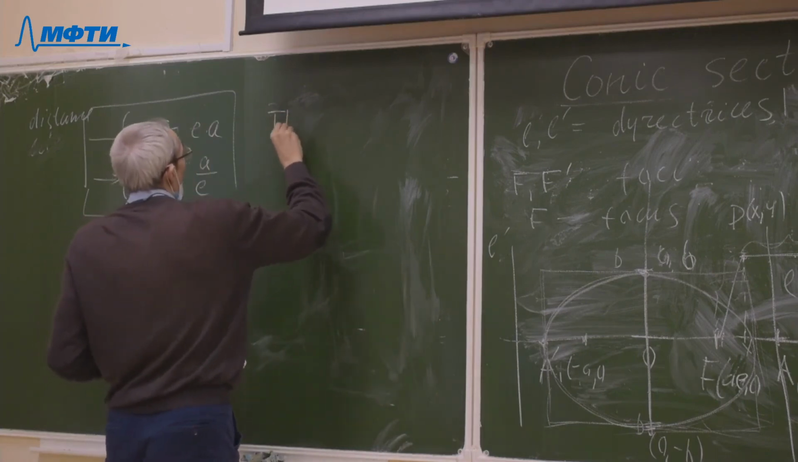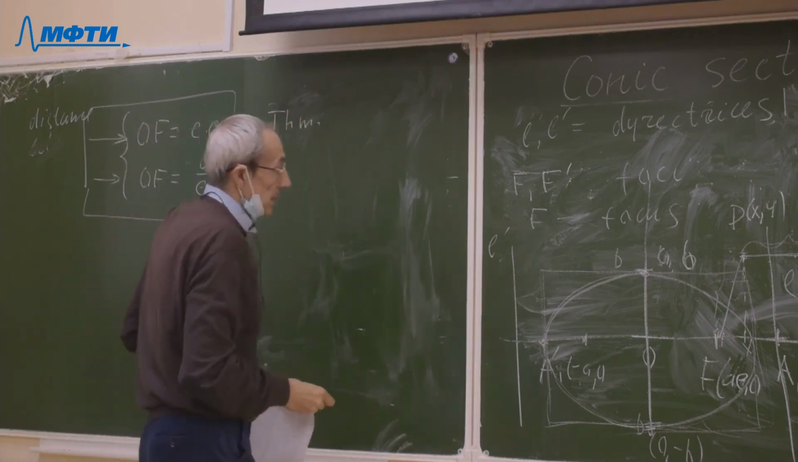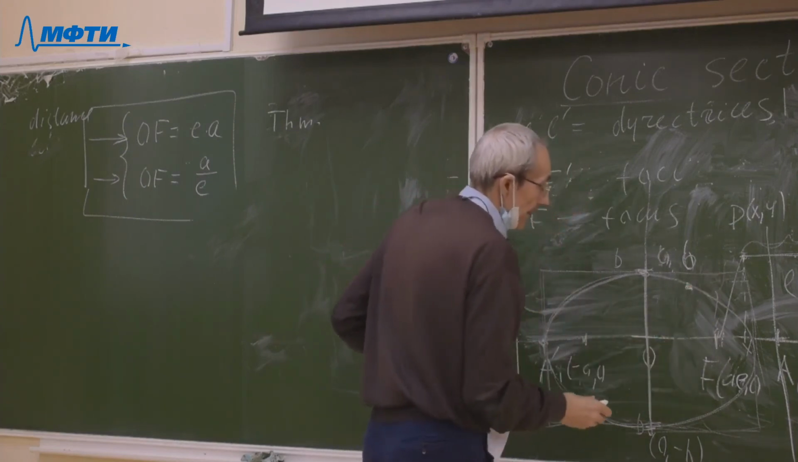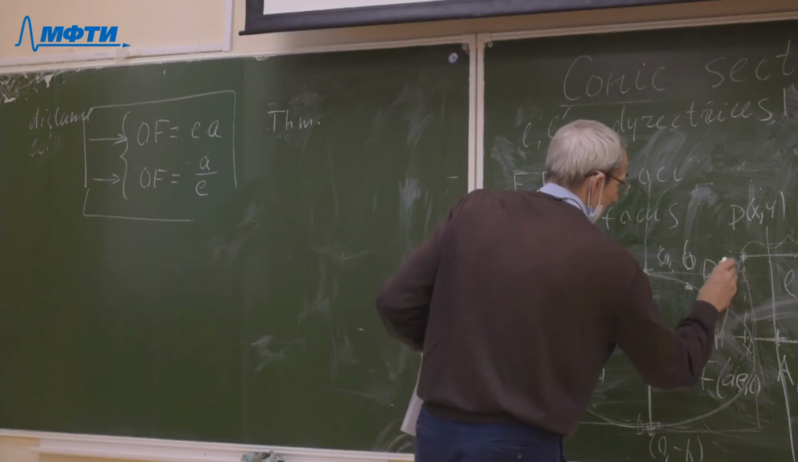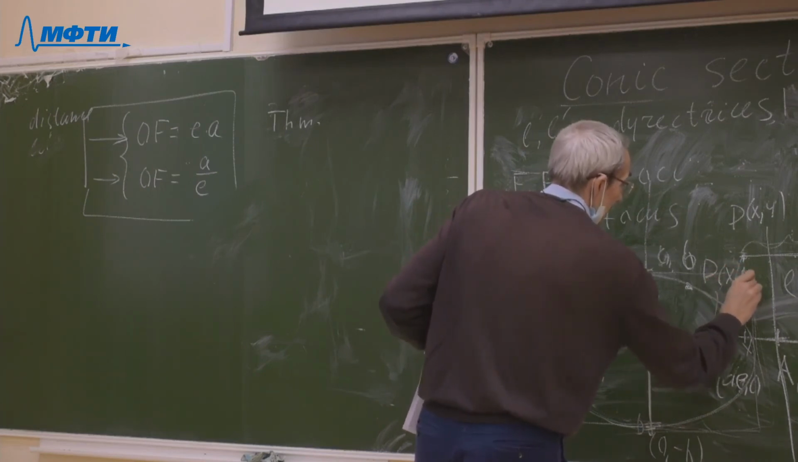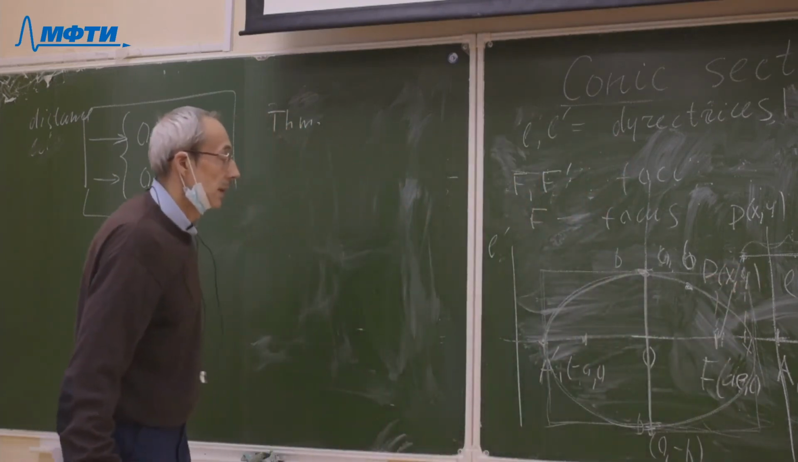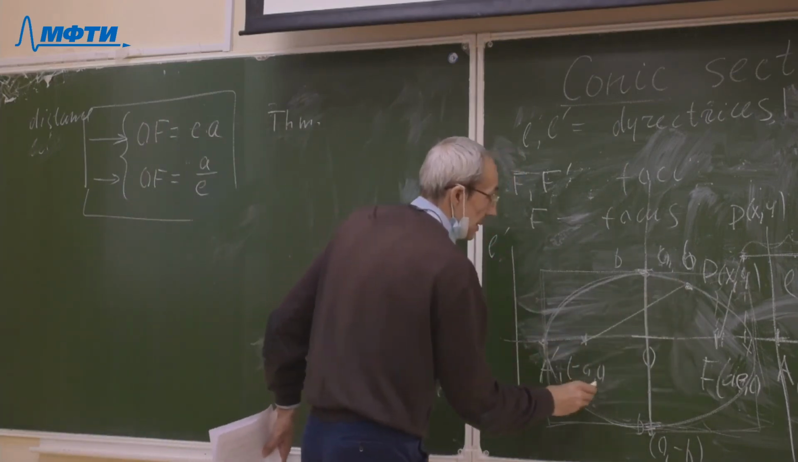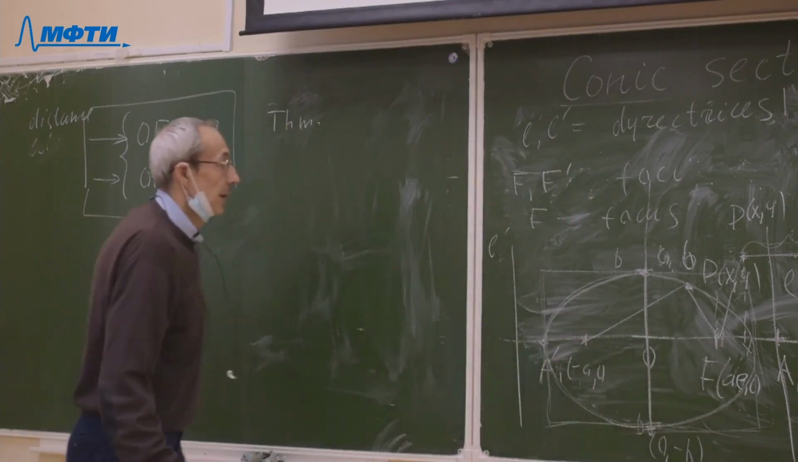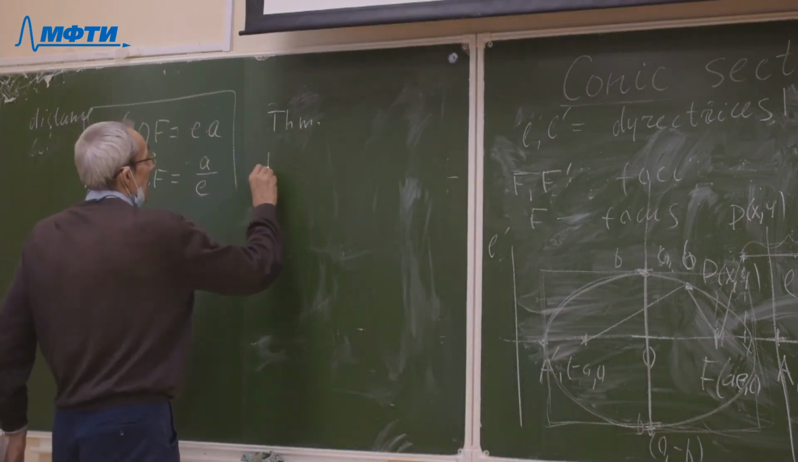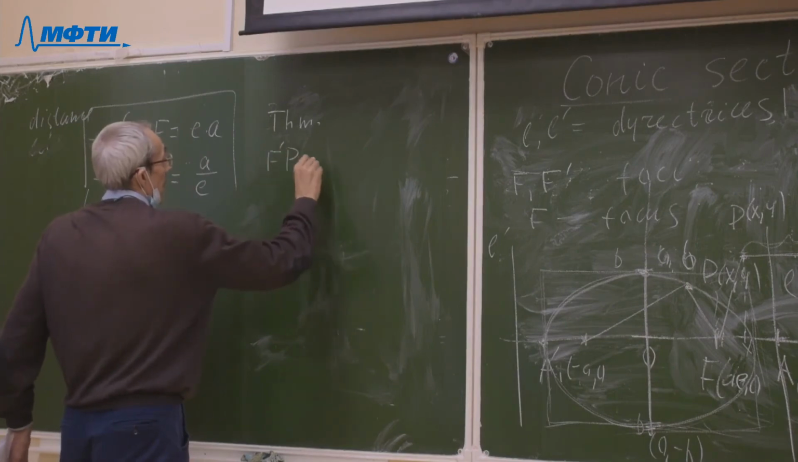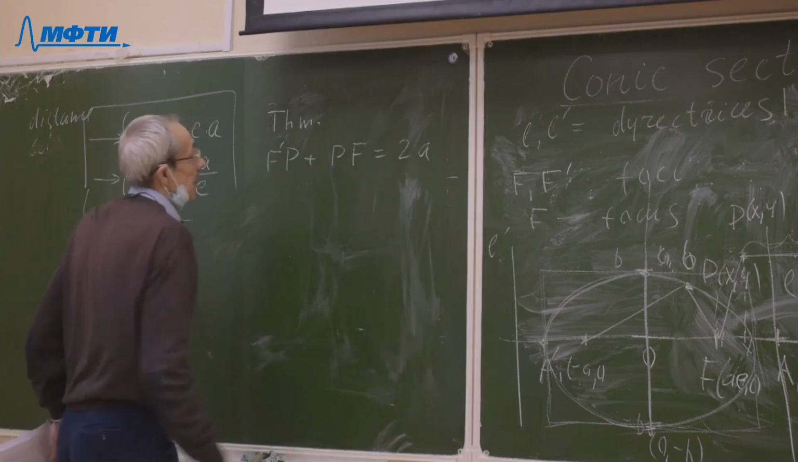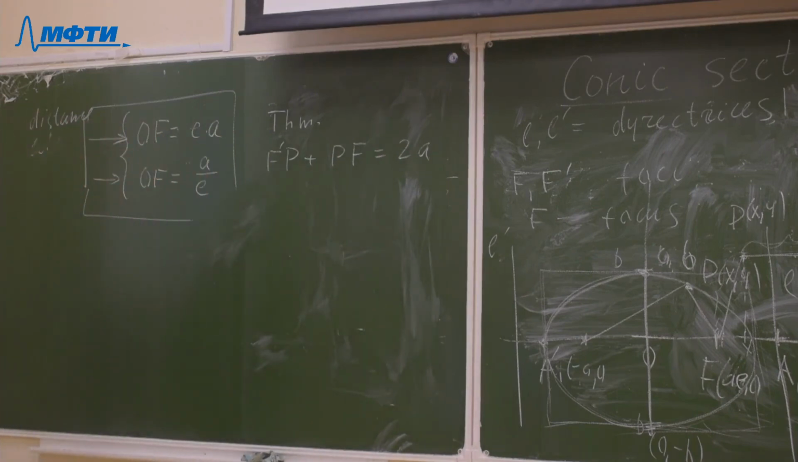Theorem. If we consider point P of the ellipse, the sum of distances F prime P and PF is constant and is equal to A.